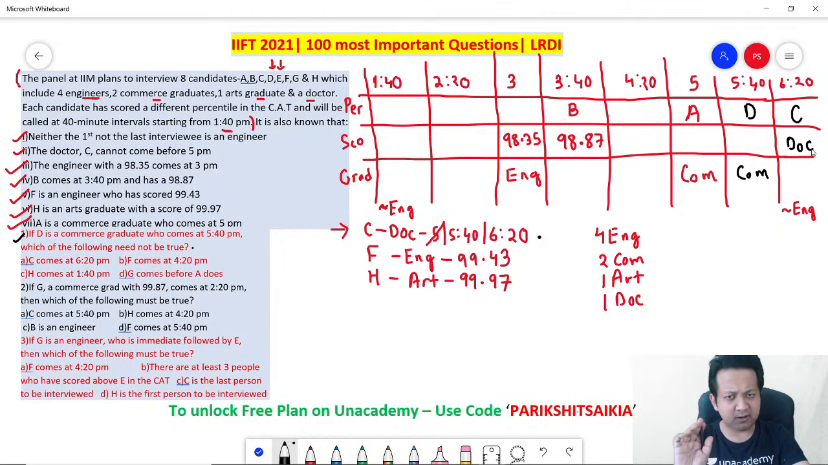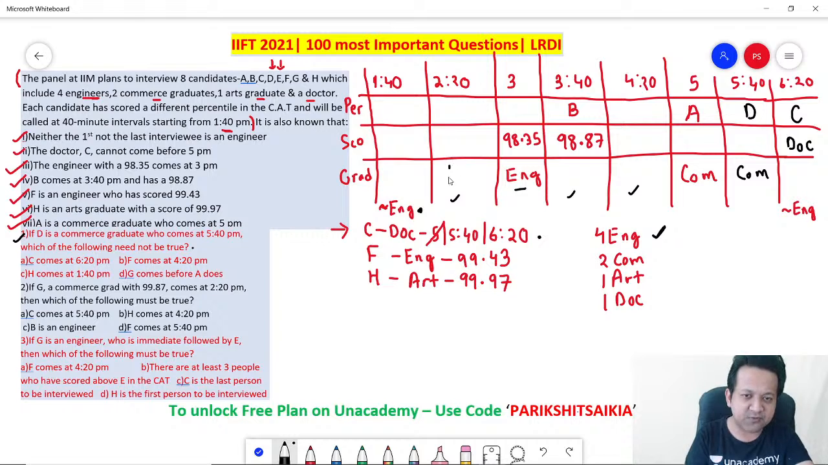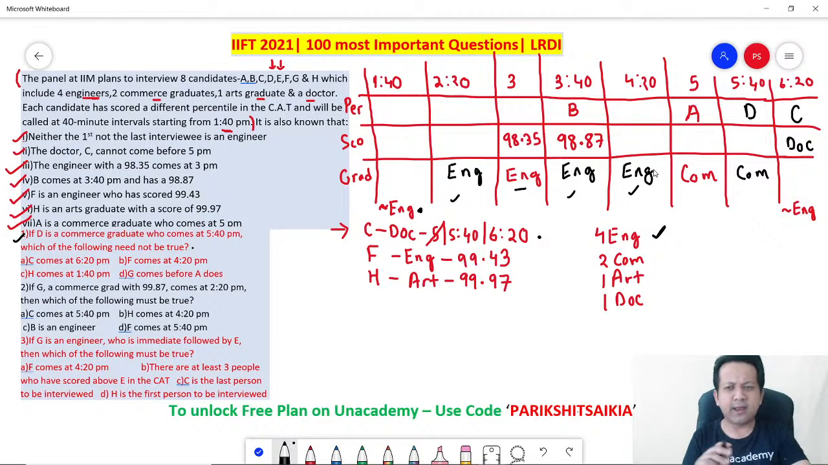So C is a doctor who comes at 6:20. This is something I can fill. Also, remember, there are 4 engineers, and the first place cannot be an engineer. So how many vacant places are remaining? 1 place, 2 place, 3 place. All these 3 vacant places have to be engineers. Why? Because there are a total of 4 engineers and I have filled up only 1 engineer. So 3 vacant places and 3 engineers required. All 3 must be engineers. So let's fill up: engineer, engineer, engineer. I think this much we can fill.